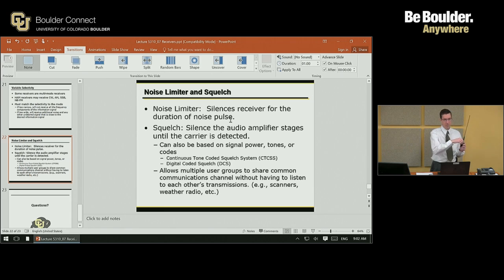The squelch is generally variable. If I turn it down, now you're hearing the noise of what's out there. And if you don't mind listening to it all the time, you can leave it there.